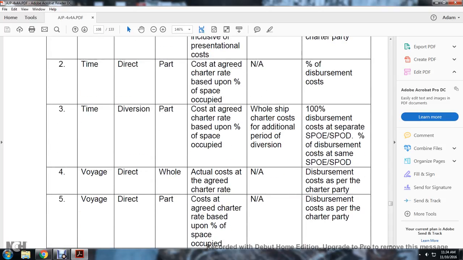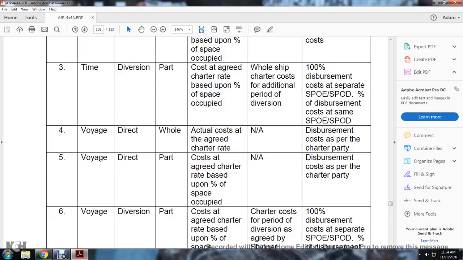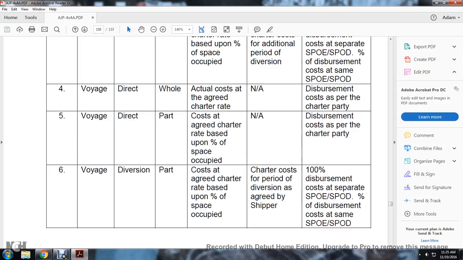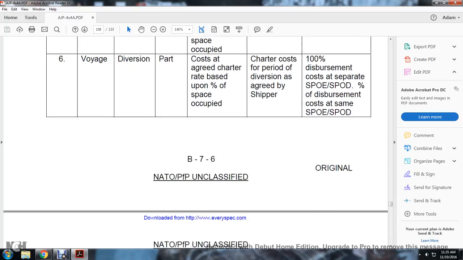Voyage direction, whole actual cost and agreed with the charter rate. Disbursement cost is per charter per day. Voyage direct part cost agreed rate per upon percentage base. Disbursement cost as charter party. Voyage diversion part, the cost agreed with the rate based upon space and the percentage. Charter cost per period of diversion agreed by the shipper. 100% cost of the separated SPO and SPOD with the disbursement cost and the same as SPO and SPOD.